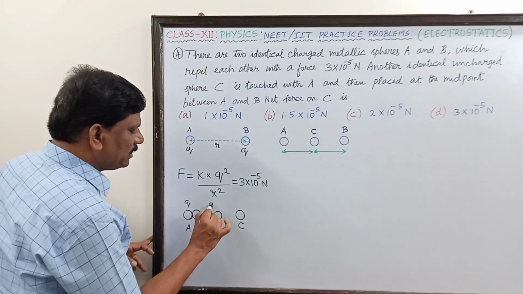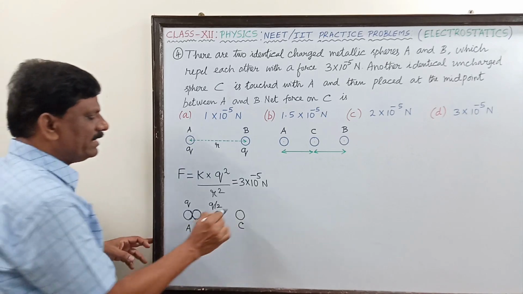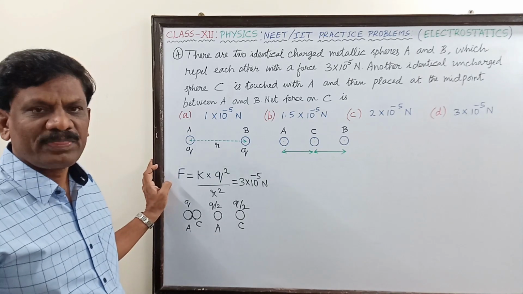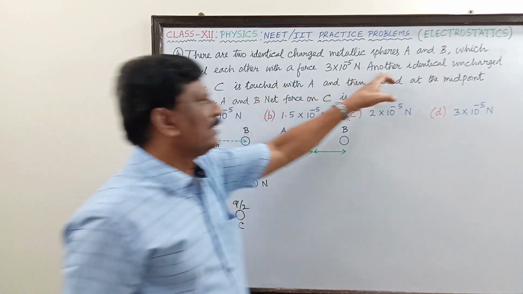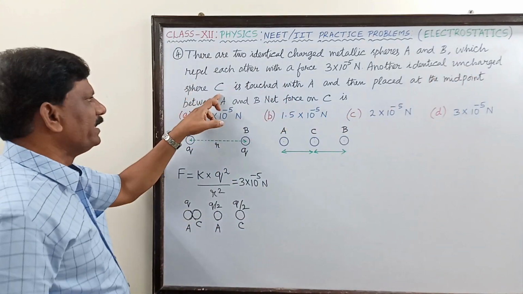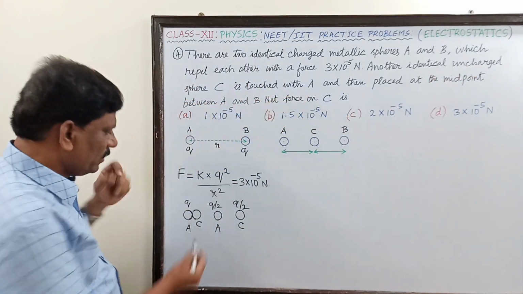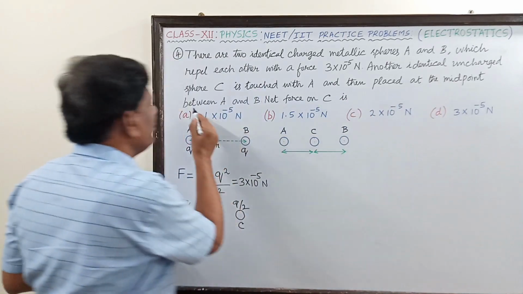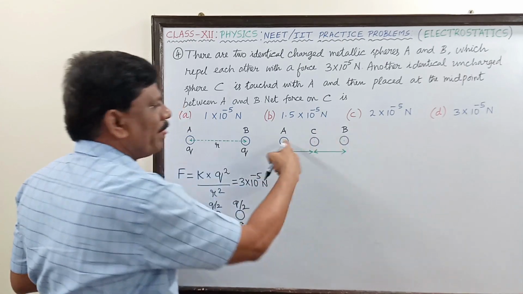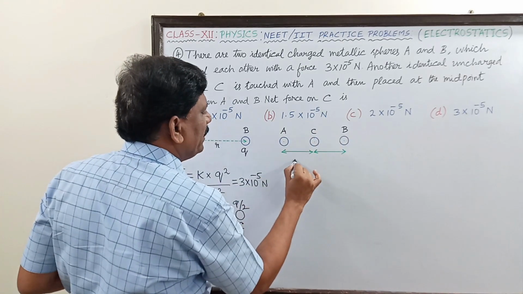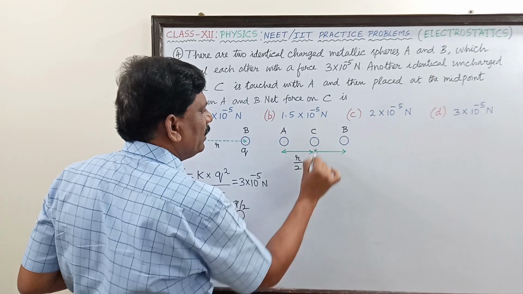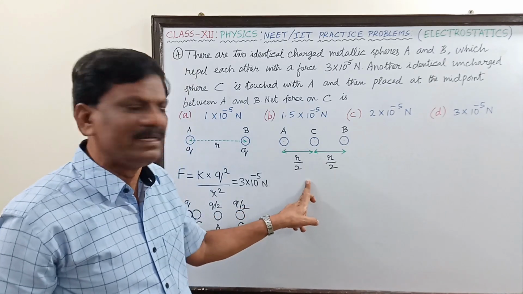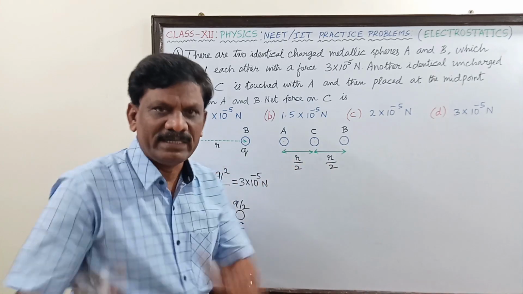So the charge Q by 2 will be present in A. The remaining charge Q by 2 will be present in the sphere C. Okay, what is given? Another identical uncharged sphere C is touched with A, then removed and then placed at the midpoint between A and B. The midpoint means this distance is R by 2, and the other distance also is R by 2. Are you understanding this information? Midpoint means the total distance is equally divided.